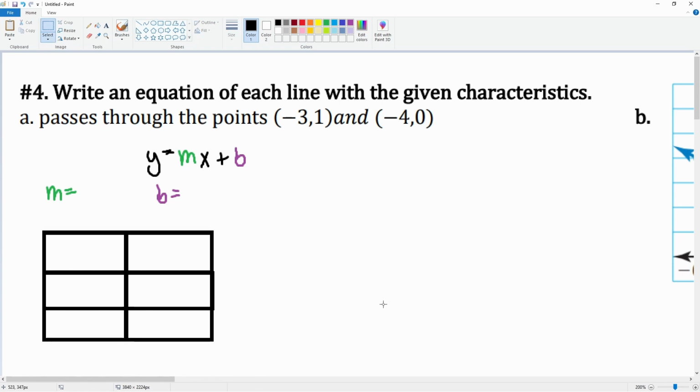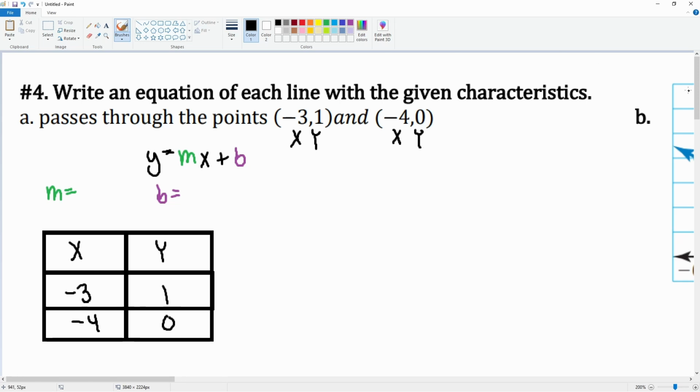All right, so let's fill in the values for the chart. This is x and this is y. Those are what the columns represent. And so the x is -3, the y is 1, the other points. So this is x and y. This is x and y. So this is -4, comma 0. I just put the point in each row.